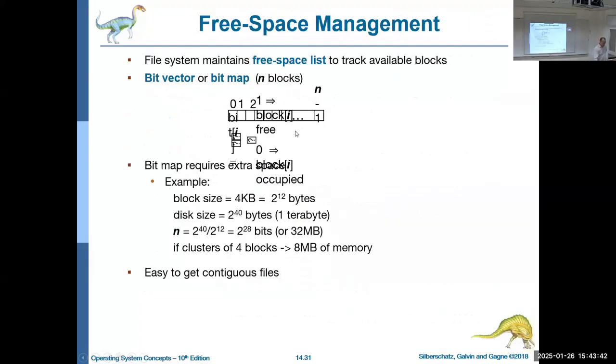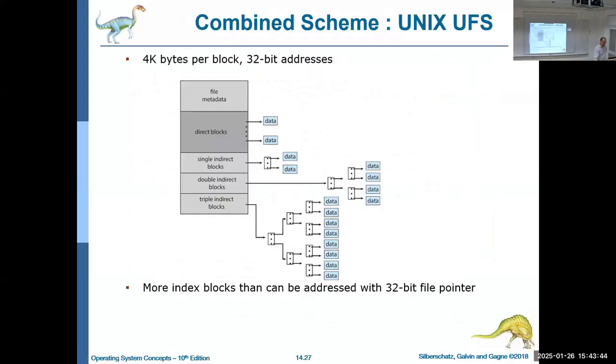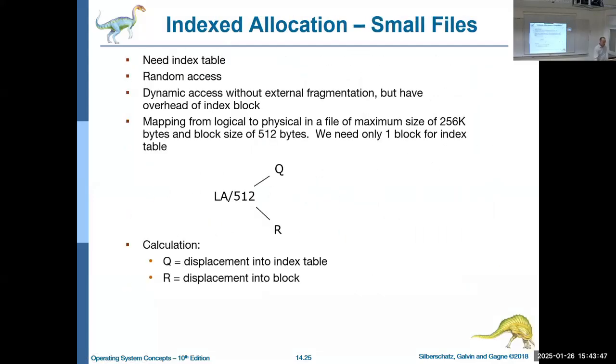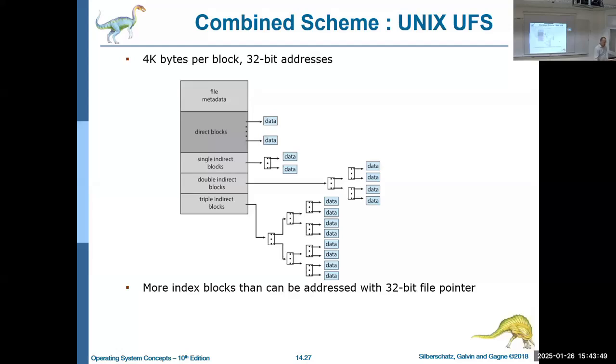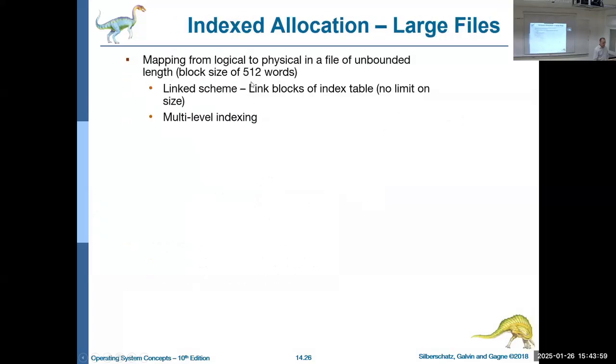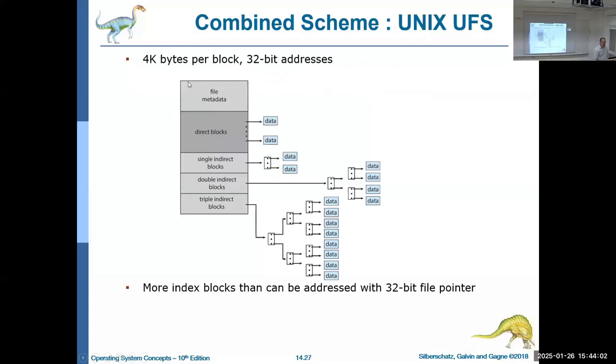Okay, let's see how far I want to go. So this is the inode in UFS. Here we have 4 KB per block, so not 512 bytes, which is half a K. We have blocks 8 times bigger. We have a 32-bit address, but each address is not 1 byte long like we were assuming before, but 4 bytes long. Each pointer takes up 4 bytes.